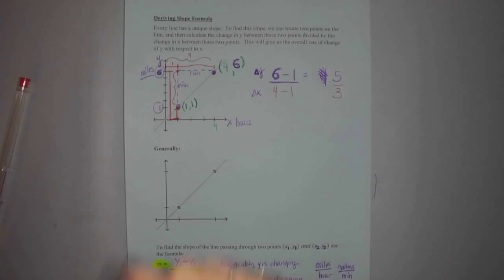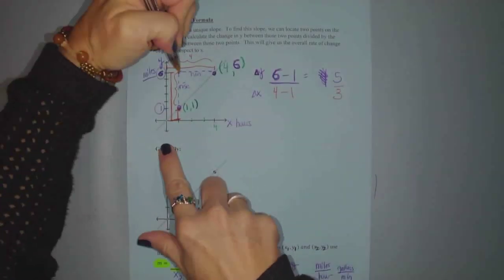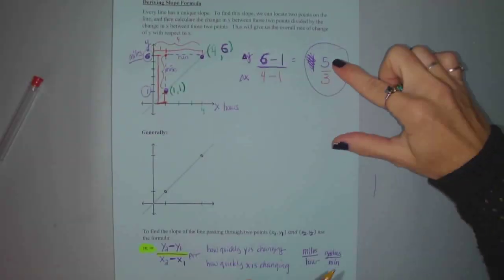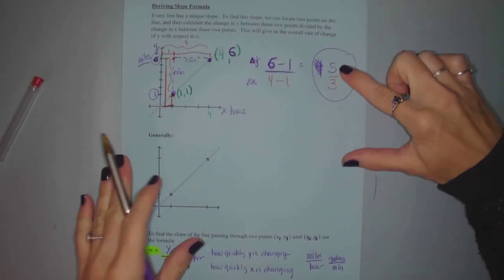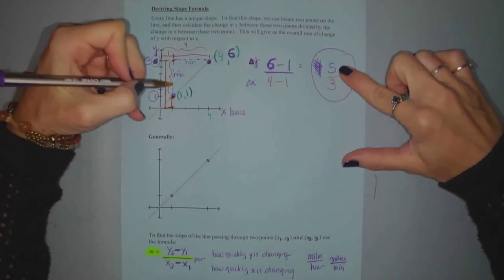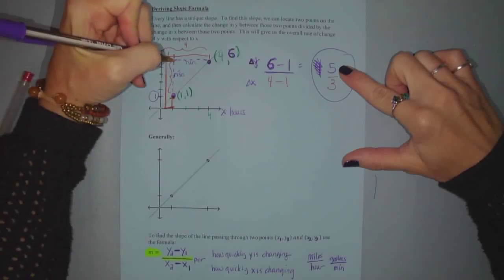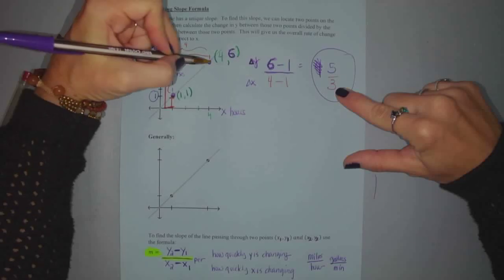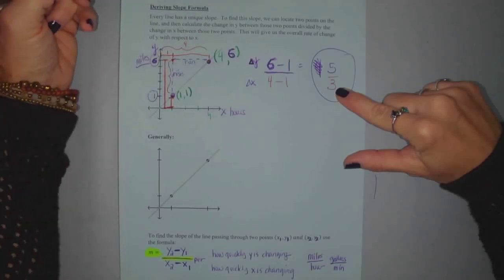So let me double check that. If I count from point to point, 1, 2, 3. Yeah. So here's my slope. Here's my rate of change. Now let's check it out. So for every 5 on the y, 1, 2, 3, 4, 5, I go 3 on the x. 1, 2, 3. Yeah. Okay.